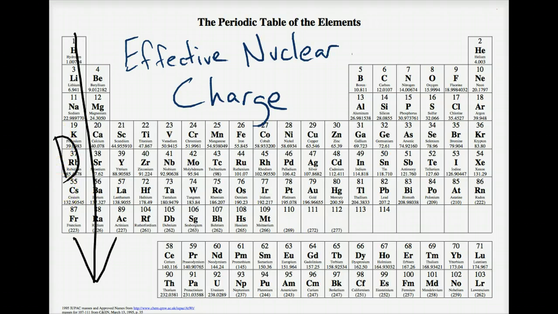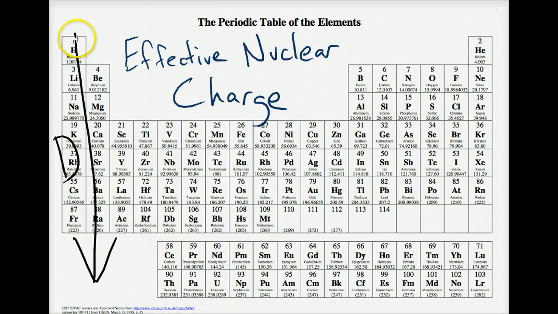And again, the reason was that as you go down, you add energy levels or shells. You're adding orbitals, layers to the onion, and all of the other electrons shield the outermost electrons from the nucleus. There are a lot of other directions you can go, but that's sufficient.